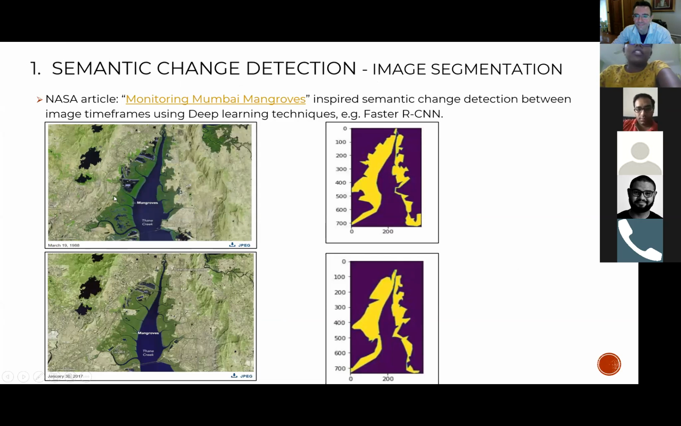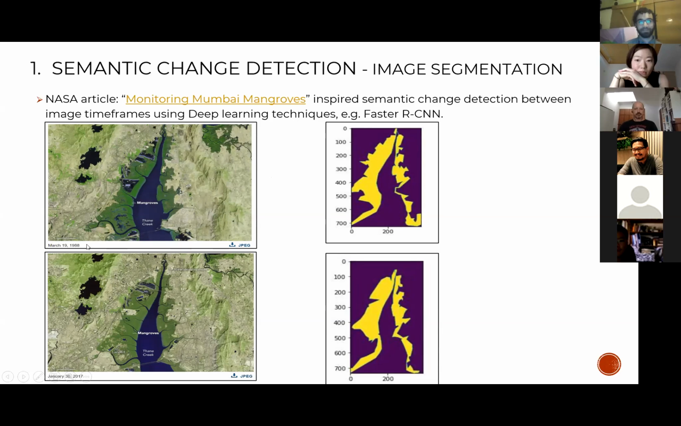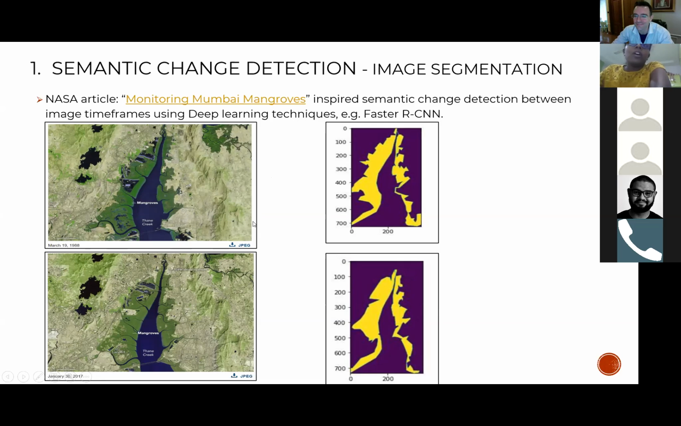This is an article called Monitoring Mumbai Mangroves. It was published by NASA, where they compared JPEG images between 2 years, 1988 and 2017. To find the difference between these two images, being a data scientist, I initially thought it would be a direct machine learning image problem, where using neural networks we would segment the image and find the difference. That's what we did here. We used a Faster RCNN technique, labeled the land and the forest, and were able to see the difference between the two time frames of the same area of interest.